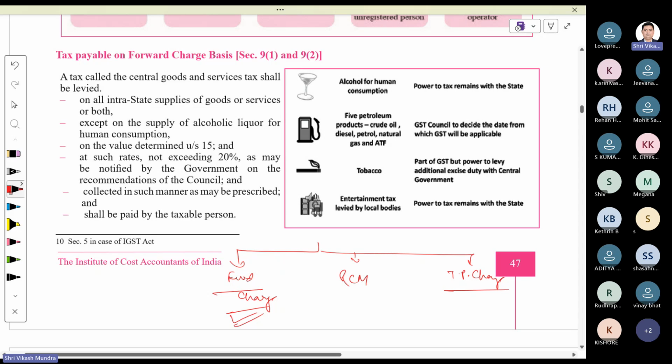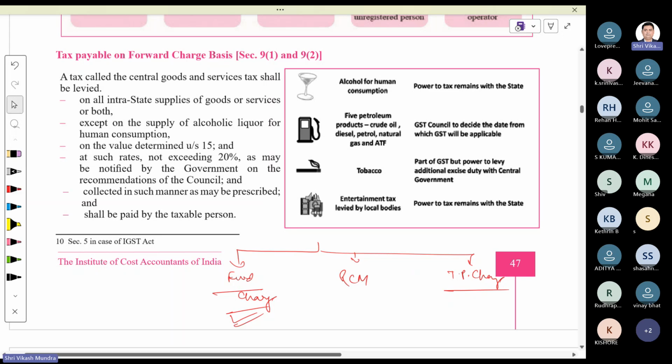Be careful. Ultimately, the buyer is supposed to pay the tax, but we are talking about the levy. The burden is ultimately on the buyer. We know that. That is the concept of indirect tax. Otherwise, each and everything would be considered reverse charge. That is not so. Try to understand the levy and the burden. Burden is always on the consumer, but try to understand the levy. Who is responsible to make payment to the government directly?